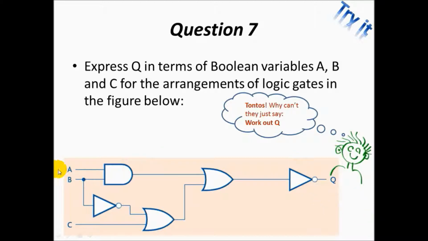Obviously, you would start with this AND. So A and B is the result of this gate, so you would write A and B there. B is completely negated. If you had a table in your mind, that would be 1 and 0. That will be completely inverted. C goes straight into an OR, and you start collecting up the results of each gate.